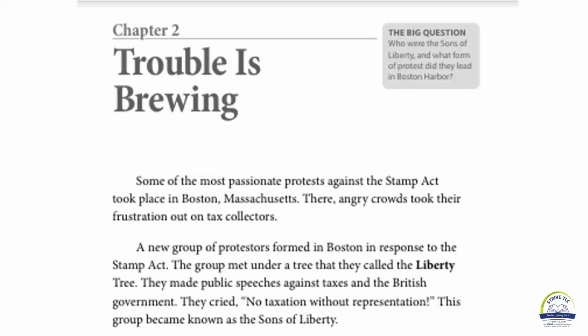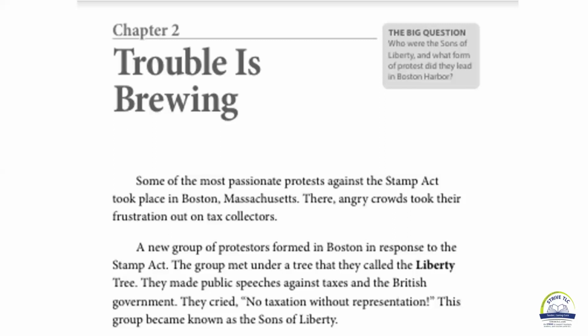A new group of protesters formed in Boston in response to the Stamp Act. The group met under a tree they called the Liberty Tree. They made public speeches against taxes and the British government. They cried, "No taxation without representation." This group became known as the Sons of Liberty.